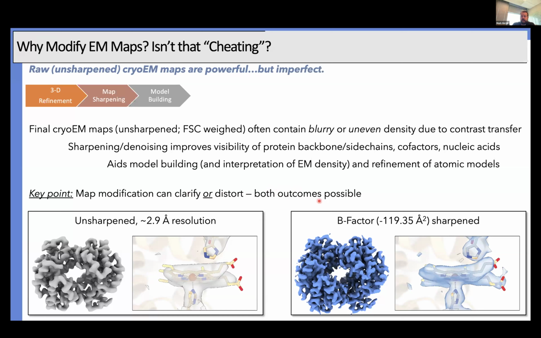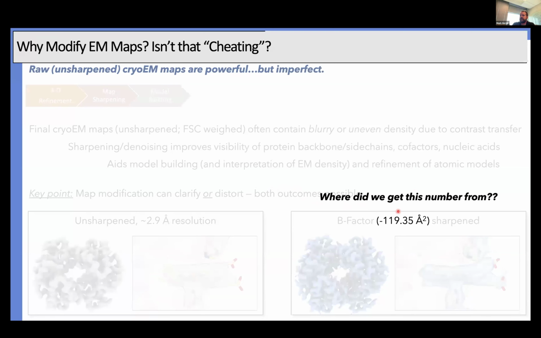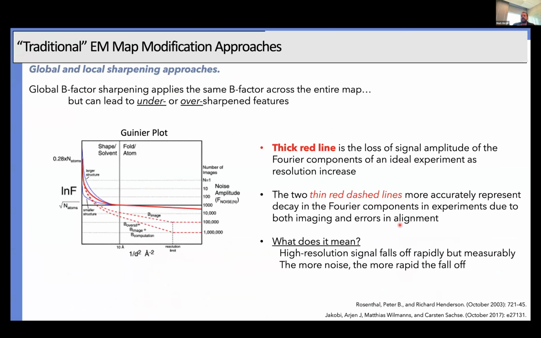And so before I go too deep into what happens when you have ill effects of map modifiers, I want to focus first and foremost on this idea of a B factor. So where do we get this number from? Why is it implemented almost automatically in most cryo-EM processing packages? And this is not a new idea.